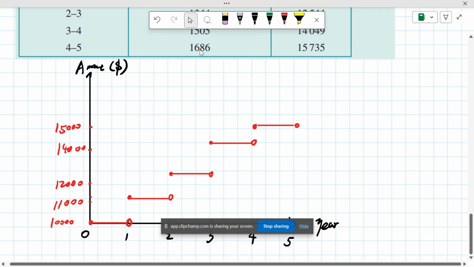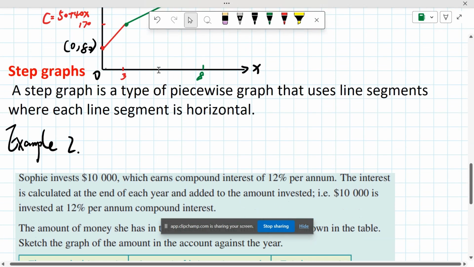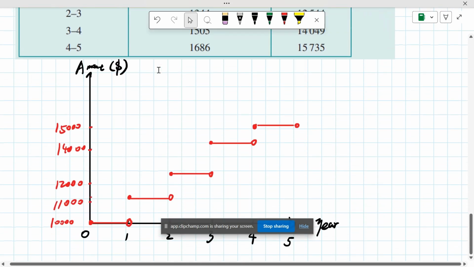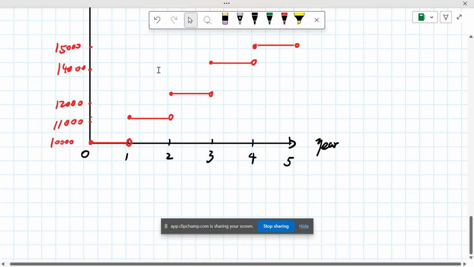So this is called a step graph. Hopefully that all makes sense. You just go year by year, annually, and this is all a piecewise function.